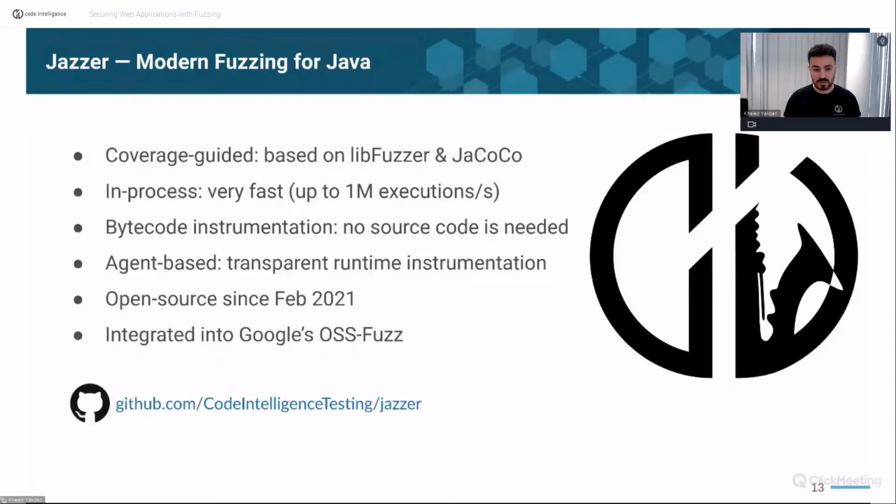And it's completely open source. We open sourced this in February last year, and here's the GitHub repo. Jazzer is now integrated in Google's OSS-Fuzz. OSS-Fuzz is a service provided by Google to continuously test important open source libraries, and Jazzer powers the fuzzing of Java projects there.